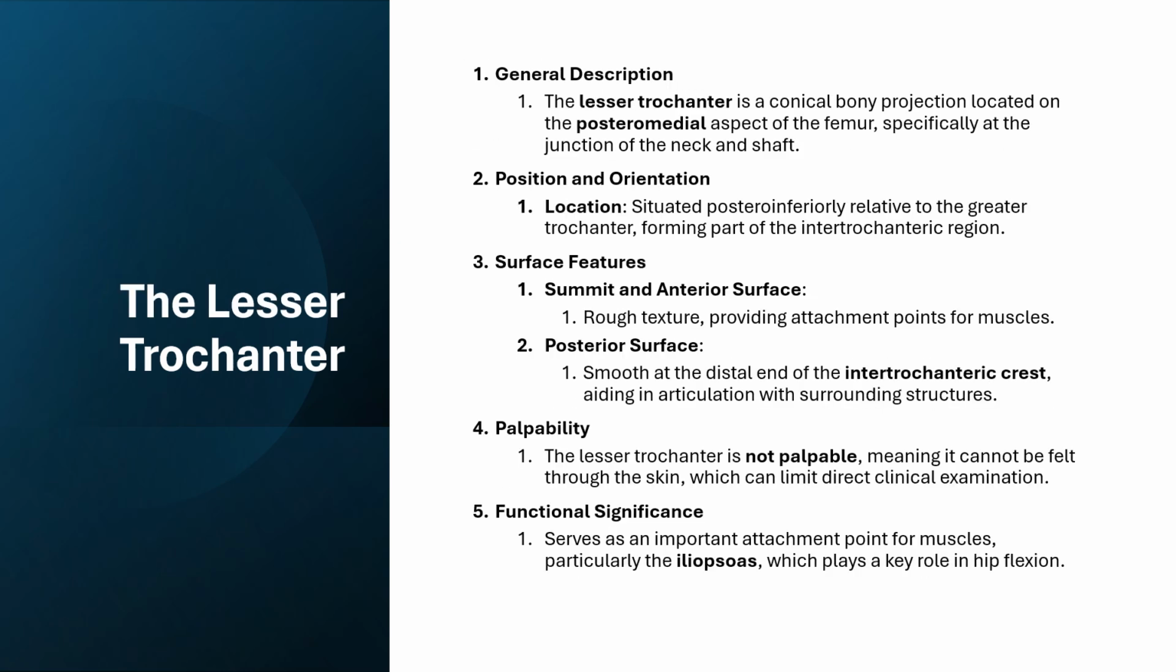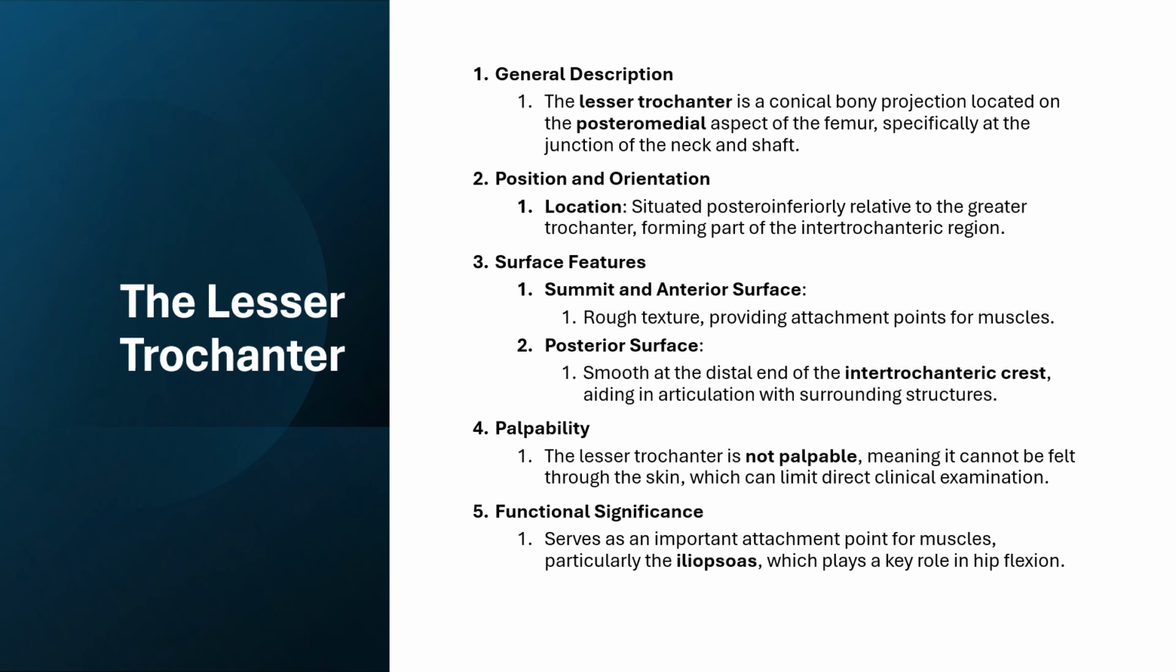There is a structure called the lesser trochanter. The lesser trochanter is a conical bony projection located on the posterior medial aspect of the femur, specifically at the junction of the neck and shaft. Its position and orientation: it is situated posteroinferiorly relative to the greater trochanter, forming part of the intertrochanteric region.